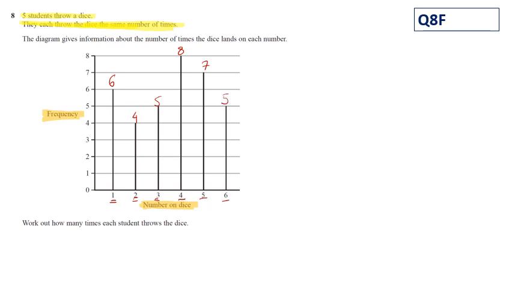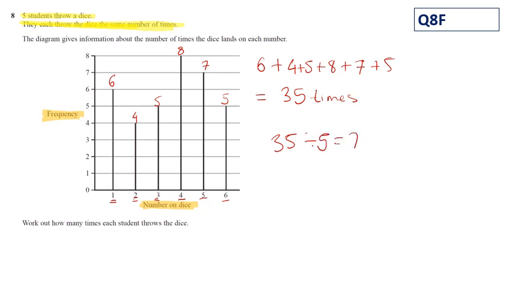So in total, I'm going to add all these numbers up. So 6 plus 4 plus 5 plus 8 plus 7 plus 5, and that gives me a total of 35. So the dice was thrown 35 times. Now we know there were 5 students, and so to find out how many times each student threw the dice, I'm going to do 35 divided by 5, which is equal to 7. So each student has 7 throws. And so that's the answer.